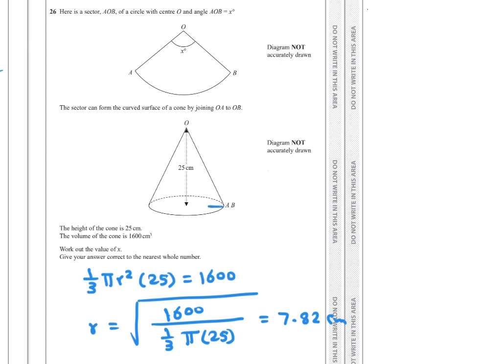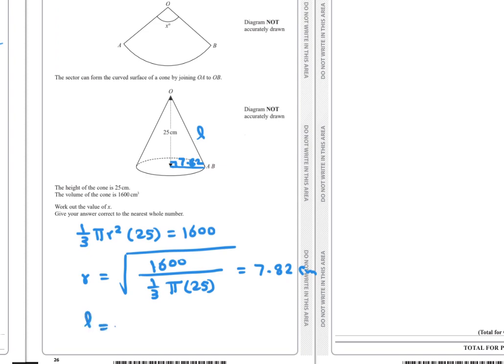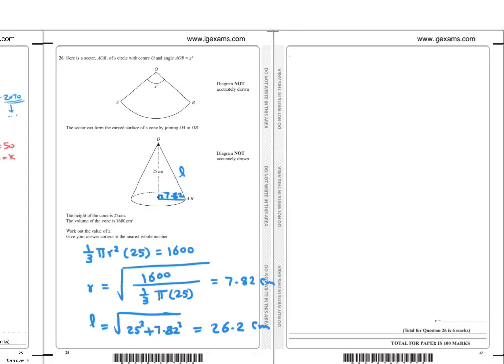If we have the radius 7.82, we can find the slant height. The slant height is the radius of the sector. So we can find the slant height L from Pythagoras because it's a right-angled triangle. So L equals the square root of 25 squared plus 7.82 squared, which equals 26.2 to 3 significant figures. The radius of the sector is 26.2.